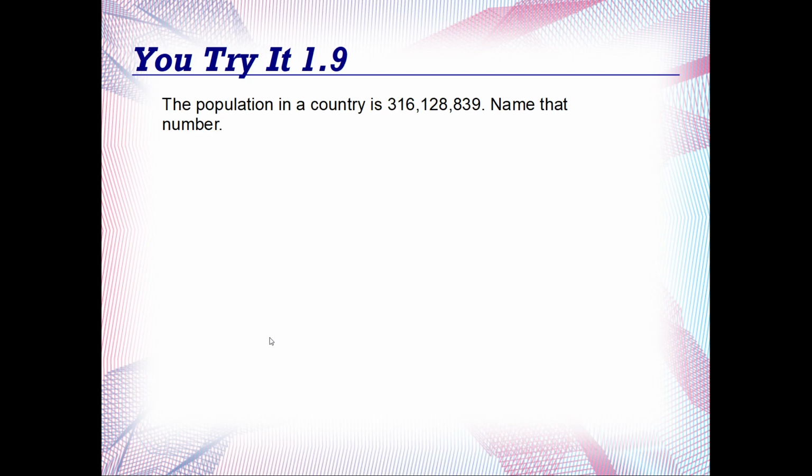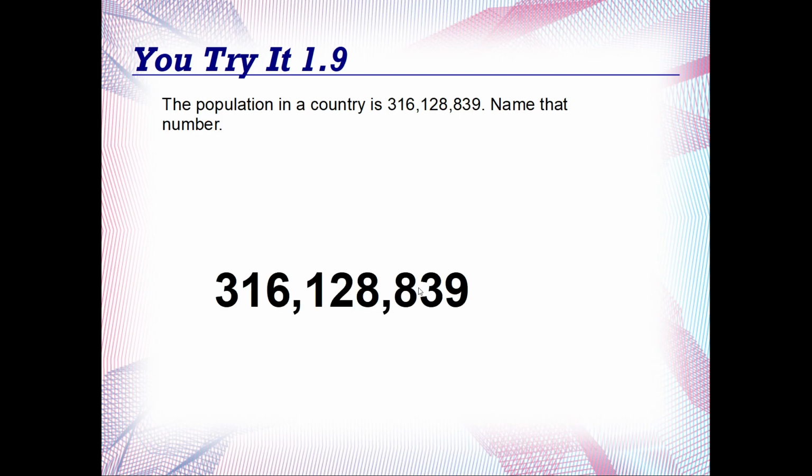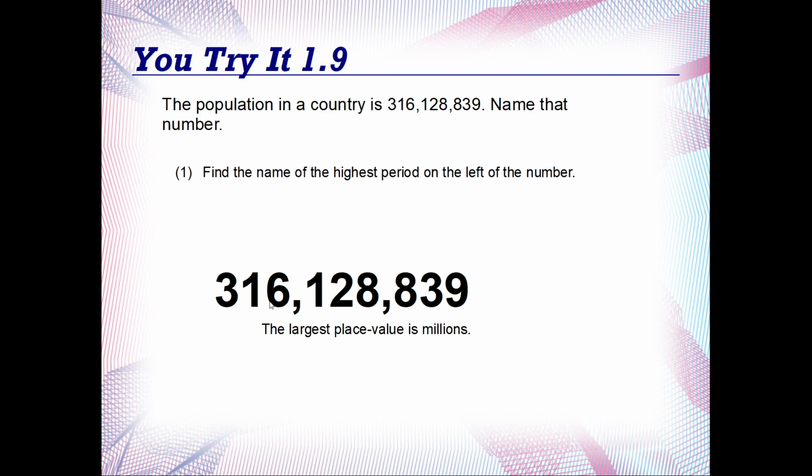Okay. You Try It 1.9. The population in a country is this number right here. We're going to name that number. All right, so here I've reproduced the number. Remember, the first thing we need to do is find the highest period to the left of the number. So there's ones, thousands, and then millions. So the largest place value is millions.